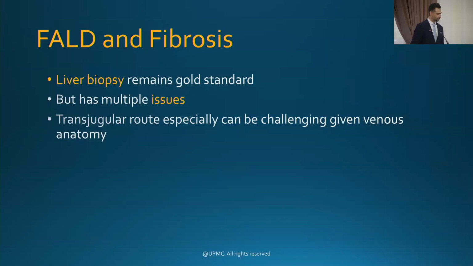At the moment, however, liver biopsy remains the gold standard for the diagnosis of Fontan-associated liver disease and degree of fibrosis. But as much as we love biopsies, mainly because we're, I think, spoiled here in Pittsburgh to have some of the best liver pathologists in the country, it does have multiple issues. There's sampling error, risk of bleeding, patient comfort, and it's not suitable for longitudinal monitoring. The transjugular route especially can be challenging given the venous anatomy.